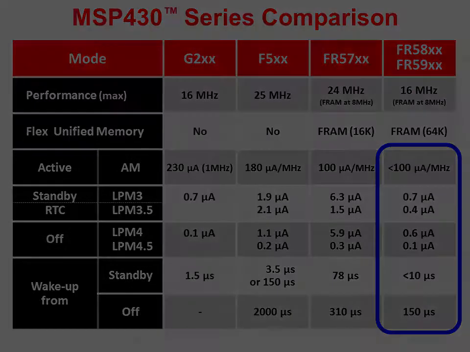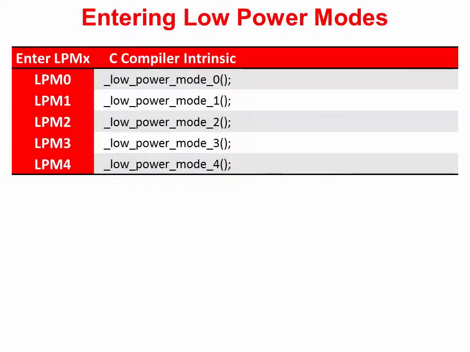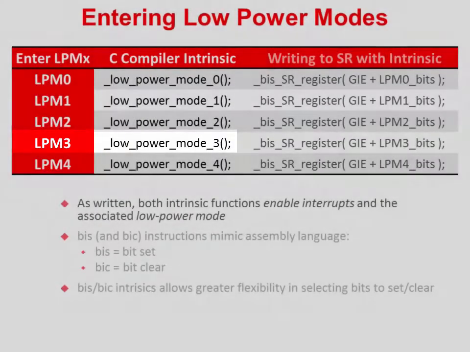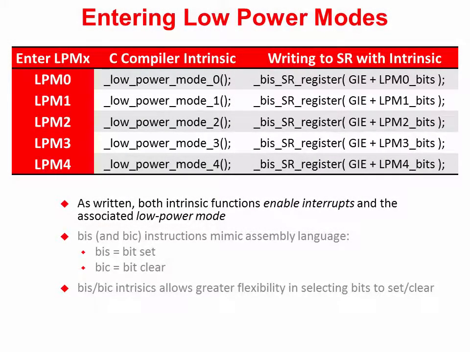Okay, now that we've seen how good these low power numbers are, how do we enter the low power modes? Using the TI compiler, the easiest way to enter a low power mode is to call its associated intrinsic function. For example, the low power mode 3 function shown here. Alternatively, you can enter a low power mode by writing directly to the status register. This involves using the bit set status register intrinsic function.